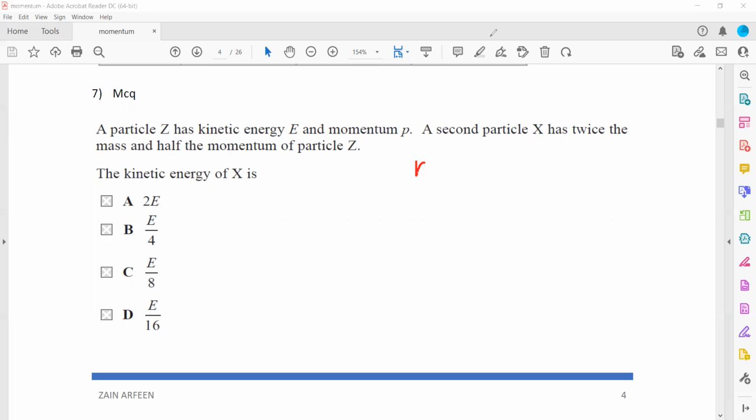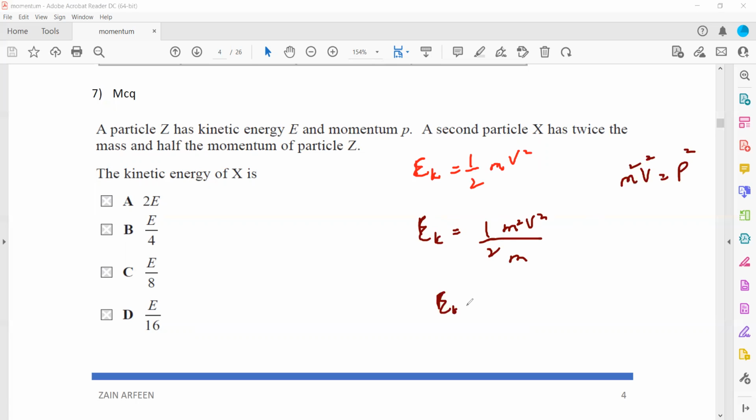The kinetic energy, or EK, is equal to half mv square. For the formula which relates the momentum and the kinetic energy, we multiply and divide this equation by m. So EK is equal to half m square v square divided by m. Then mv is the momentum, because the momentum is a product of mass and velocity, and m square v square is the momentum square. So we can say EK is equal to p square over 2m.